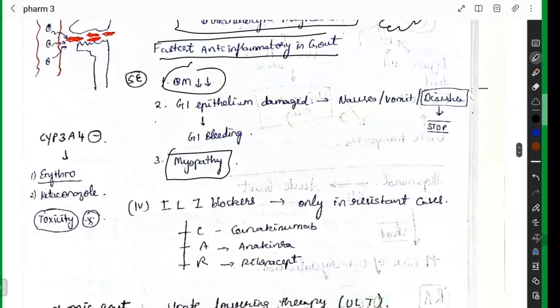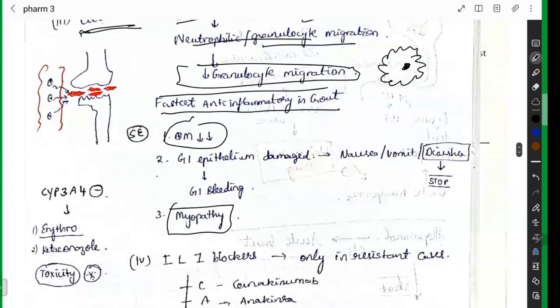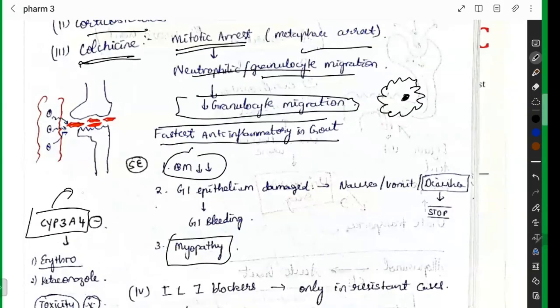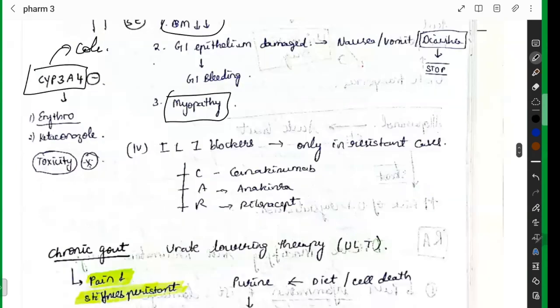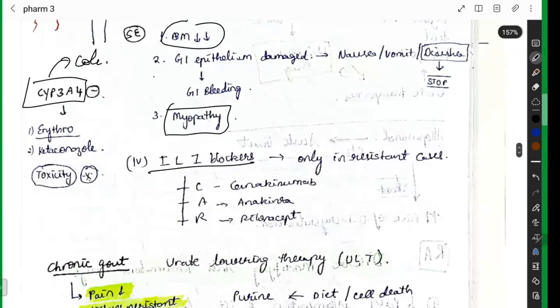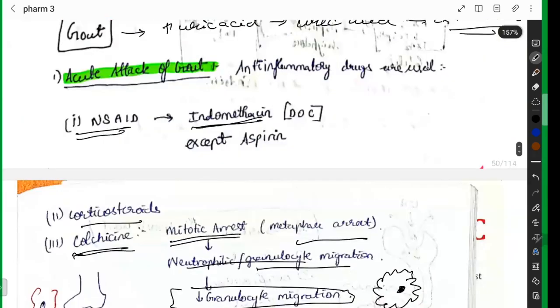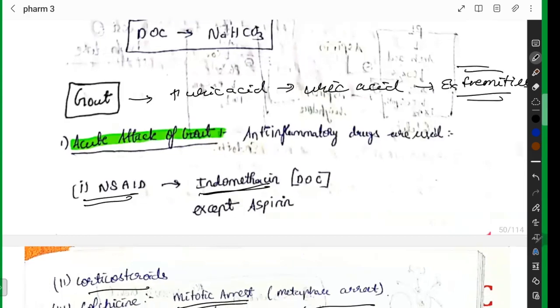Next, remember that CYP3A4 is the enzyme that metabolizes colchicine. So when you give erythromycin or ketoconazole, they inhibit cytochrome P3A4. Therefore, it can lead to colchicine toxicity. Now moving on to discuss the interleukin 1 blocker. We have discussed NSAIDs, corticosteroids, and then colchicine.